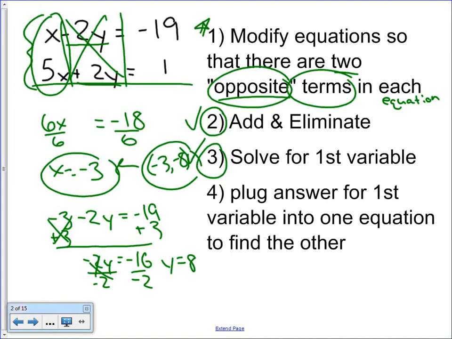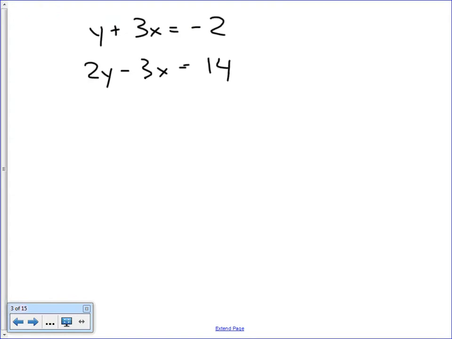So, the next example here. Once again, we don't have to do any modifying, because if you look, I have a positive 3x and a negative 3x. So let's add the two equations together. y plus 2y will give me 3y. 3x and negative 3x will cancel out. So 3y just equals 12.